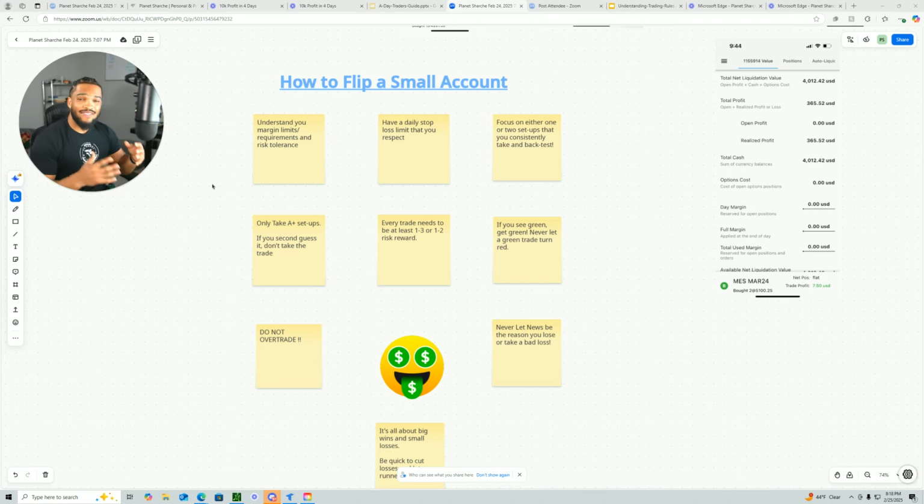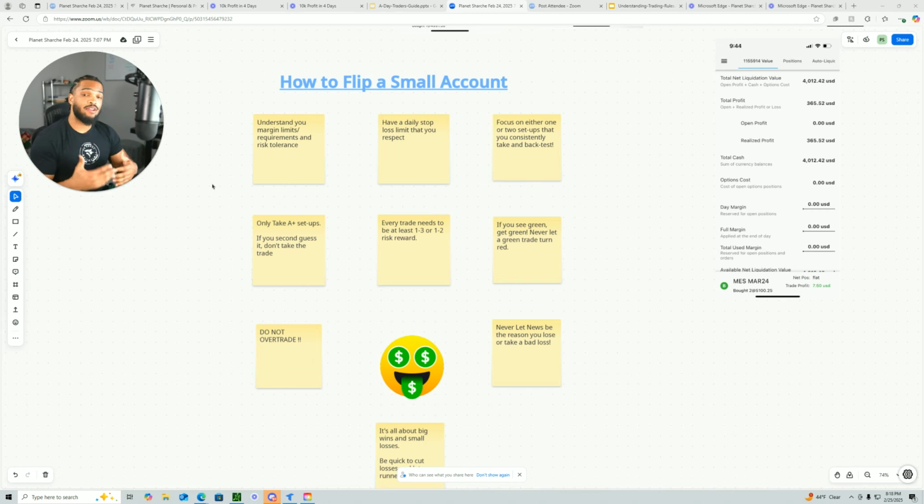Number two, have a daily stop loss limit that you respect. You need to make sure every day when you're flipping your account, you have a certain number that you refuse to lose more than. If you're trading a $200 account, say, I don't want to lose no more than $20 every day. Then that is your stop loss. You need to respect that no matter what is going on. Maybe $30 is your stop loss.